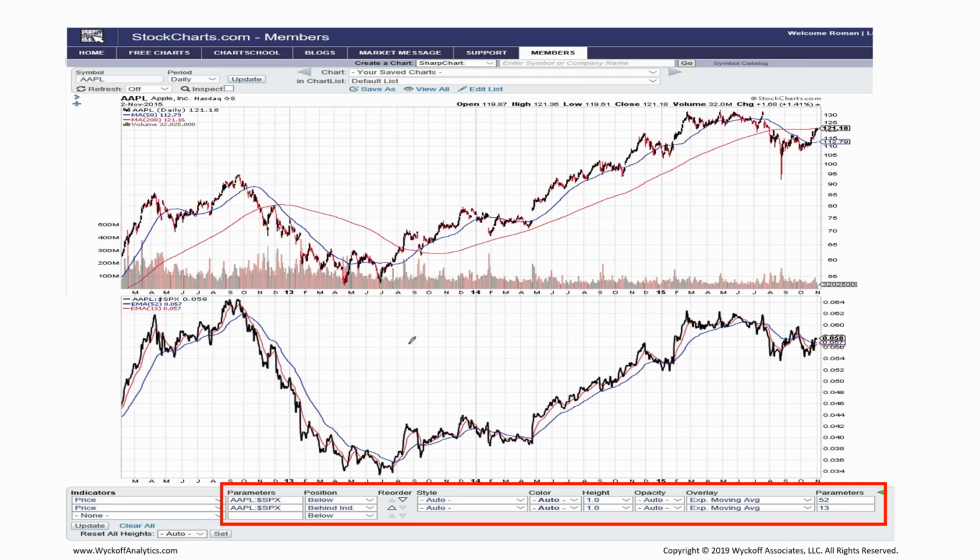And then look at how the relative strength and the price confirm each other when the price starts to break out and the relative strength is breaking out as well. Breakout, breakout, breakout, then a break to the downside, and the leadership changes as well.